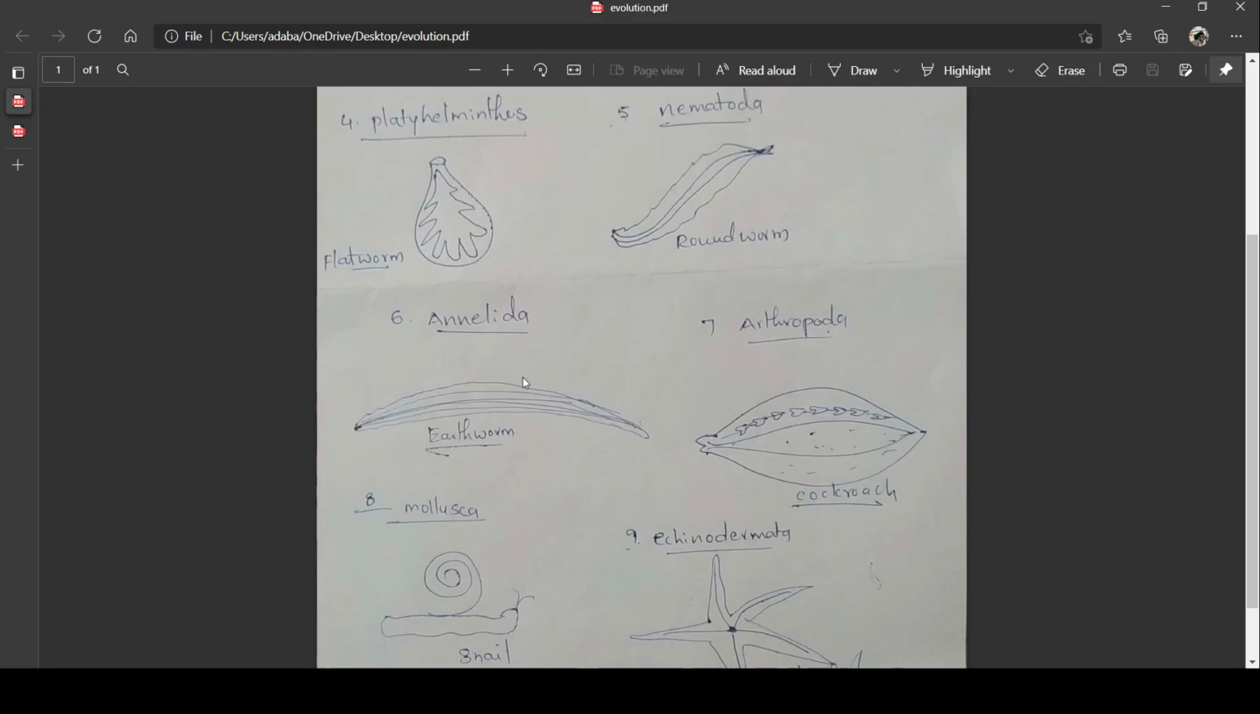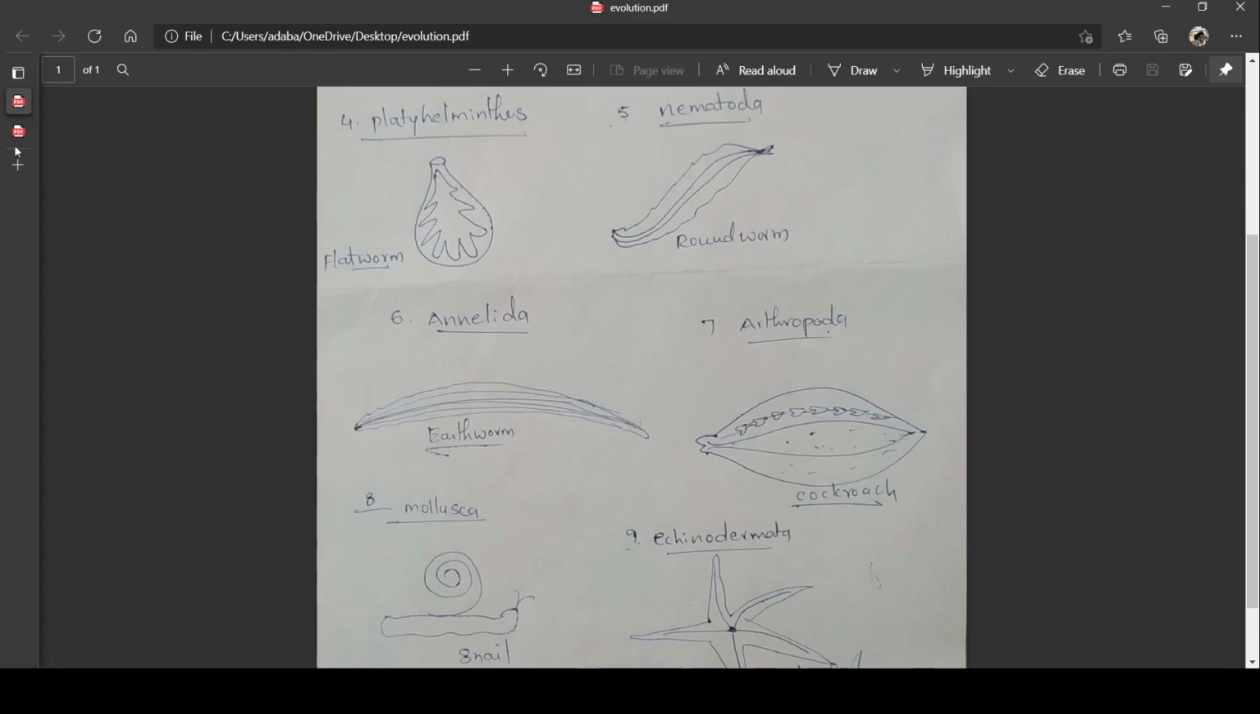In earthworms, blood vessels are developed, and they are the first eucoelomate organisms. What are the important points in Annelida? The first eucoelomate animals are annelids, and a circulatory system like blood vessels first appeared only in earthworms, which belong to Annelida.